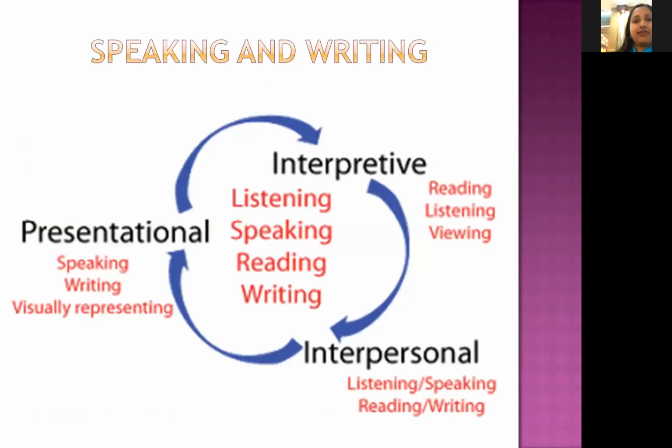And last is the speaking and writing. Effective verbal communication involves both speech and writing to transmit a message.